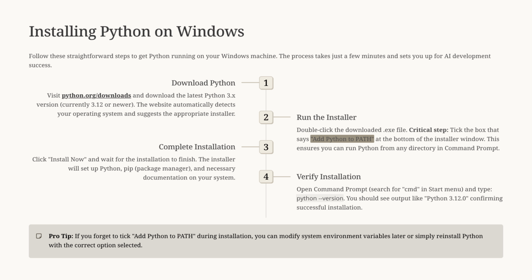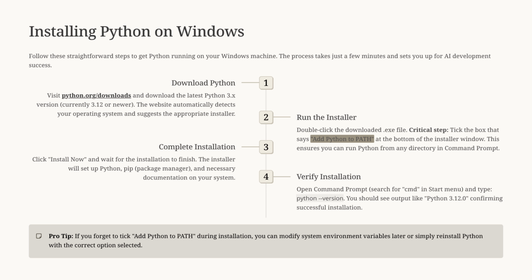Step 2, download the installer, double-click it, and look carefully for the checkbox that says Add Python to Path. This is critical. It ensures that Windows can recognize Python commands from anywhere. Step 3, click Install Now. The installer sets up Python, pip, which is your package manager, and all necessary files.